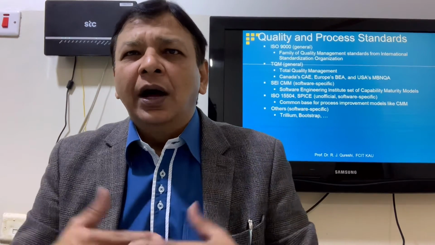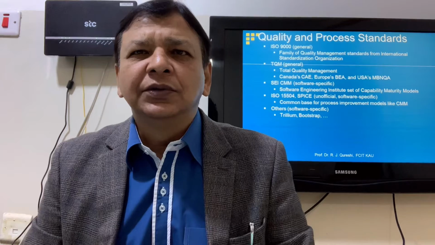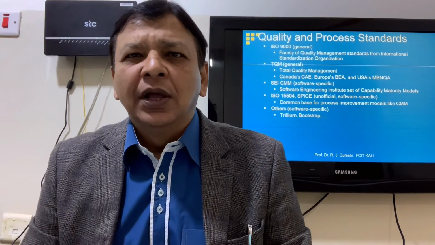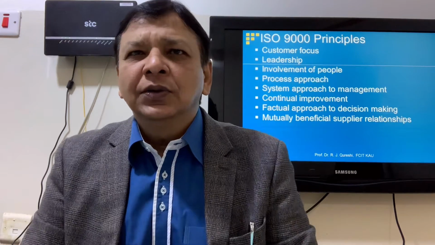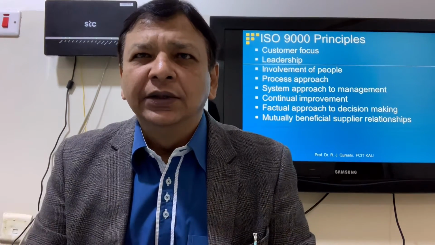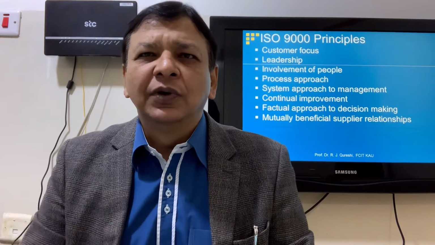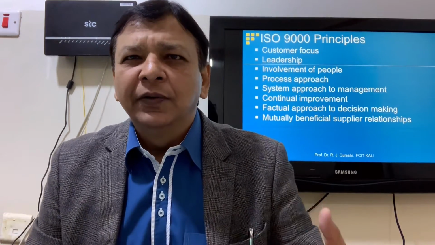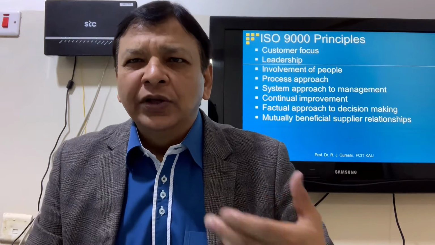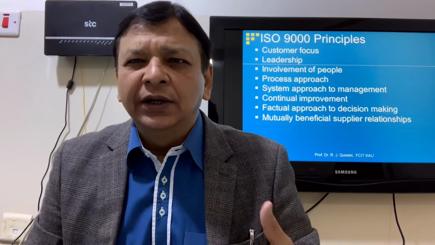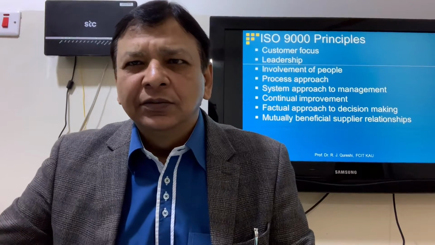So ISO has different standards. It's a family of standards. Then we have general Total Quality Management. Then you have the Software Engineering Institute, software specific, and we have ISO 15504, and other standards like Trillium and Bootstrap. ISO is a family of standards. The objectives are customer focus, leadership, involvement of people, process approach, system approach, continuous improvement, factual approach to decision making. So facts and data should be there, and mutually beneficial supplier relationships.